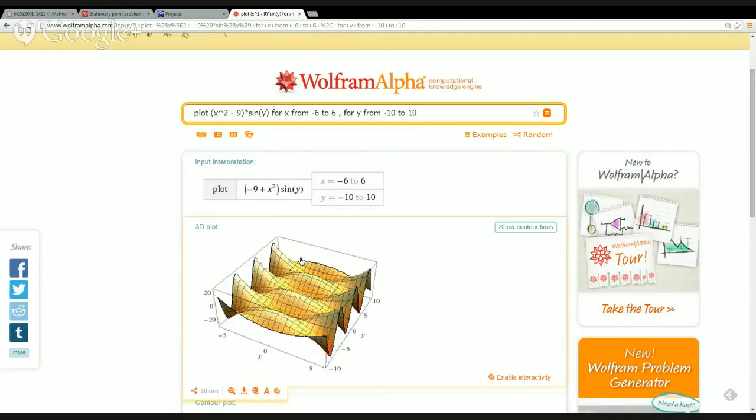So we need to evaluate the Hessian determinant D, which is this product of second order partial derivatives minus the square of the mixed one. This is the quantity which determines the nature of the stationary point.